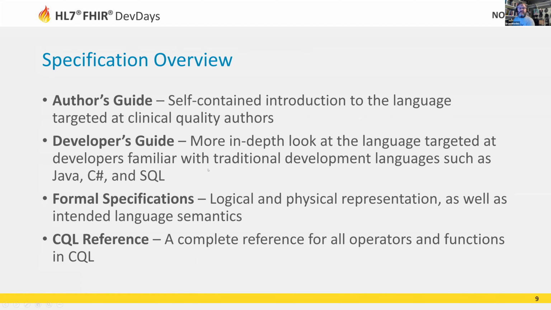Just a quick overview of the specification. There's an author's guide, which is targeted at individuals that will be writing clinical quality language. There's a developer's guide that's a more in-depth look at the language, targeted at developers familiar with traditional development languages like Java and C#. Then there's the formal specifications, so the logical and physical representation and the intended language semantics. And then there's the reference, a complete reference for all the operators and functions in CQL.